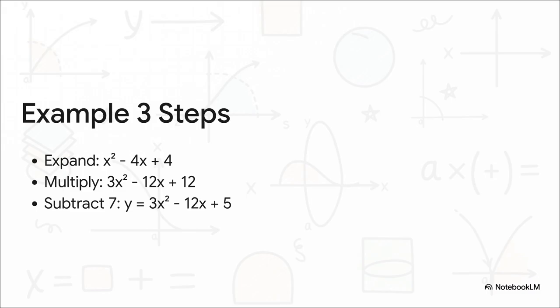Expand. X minus 2 squared is x squared minus 4x plus 4. Multiply by 3, we get 3x squared minus 12x plus 12. Subtract 7 from that 12 at the end. And boom, y equals 3x squared minus 12x plus 5. Once you know the rules, doing this math becomes incredibly satisfying.